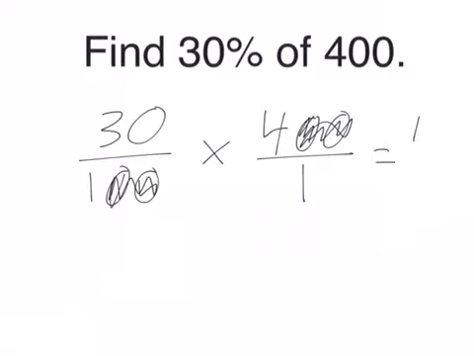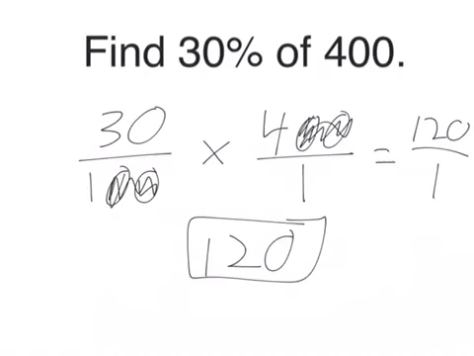30 times 4, like we found out before, is 120. 1 times 1 is 1. And so 30% of 400, again, is 120.